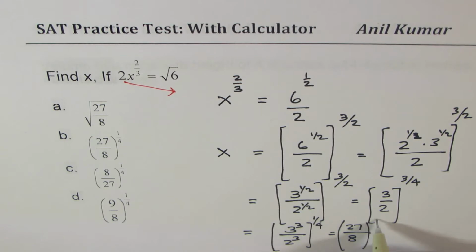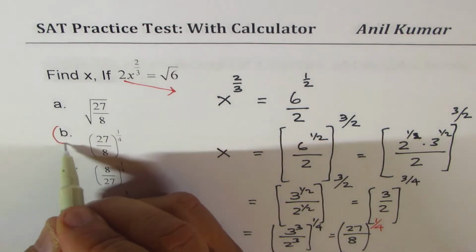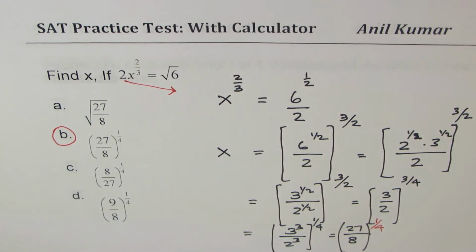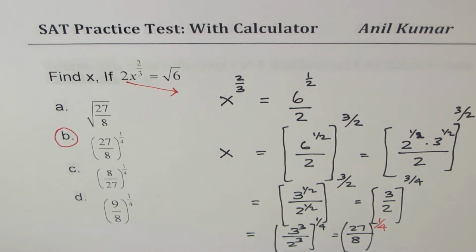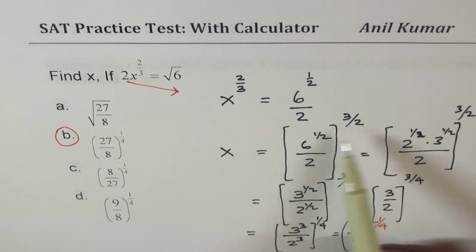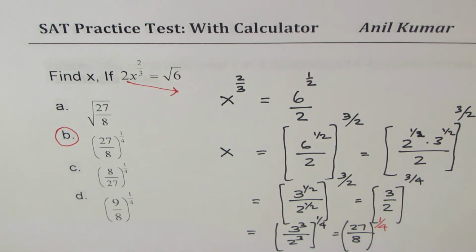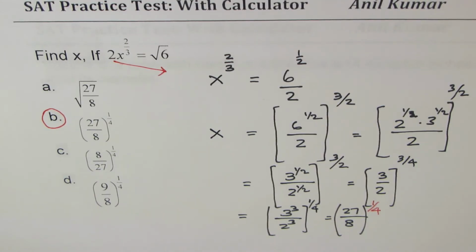Let me use another ink here. 1 over 4, correct? So that becomes our choice, and option B is the correct option. You must also notice here that we really did not do any subtraction, division, or addition with these fractions, and thereby we saved a lot of time. So this is a very efficient way of working with such fractions.